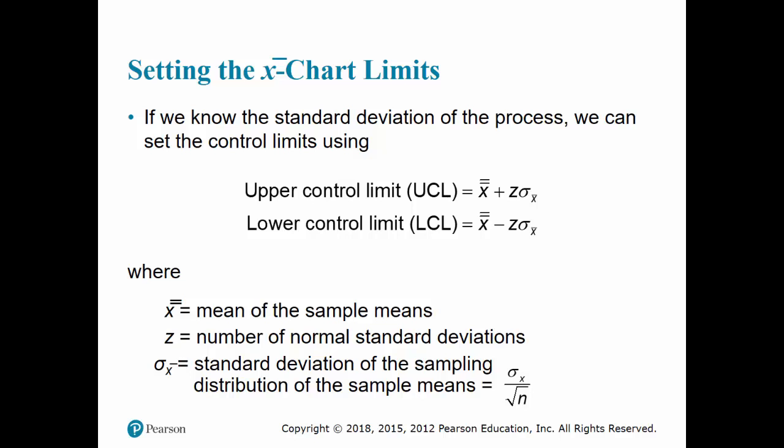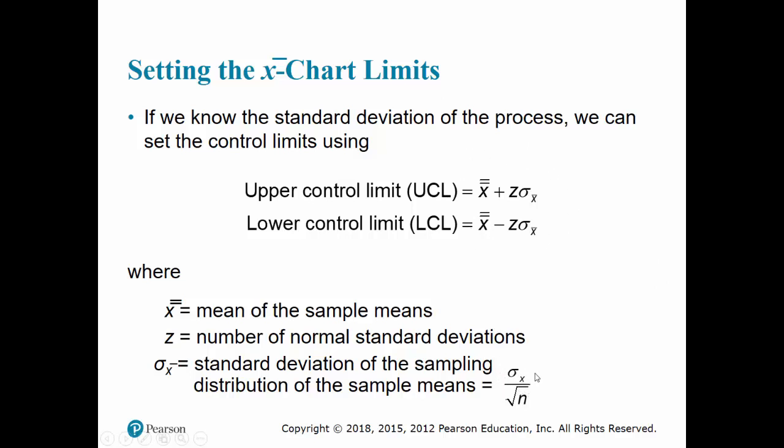Okay, now we're going to look at another approach for setting the control limits. The approach we just looked at in the previous video relies on knowing the value of sigma sub x, the standard deviation of the production process. If we know it, we can divide by the square root of n and use this formula. In usual cases, that may not be available.